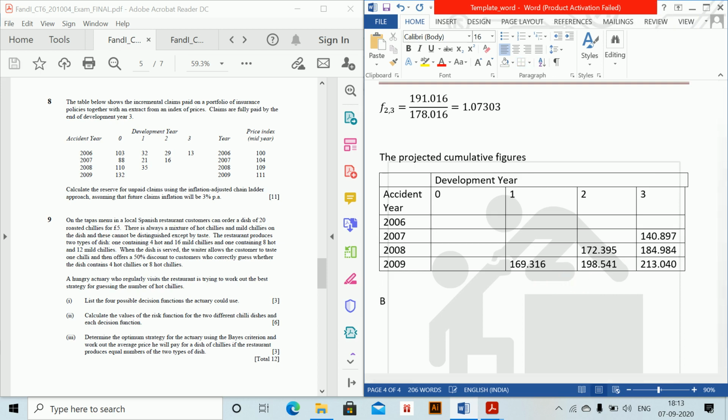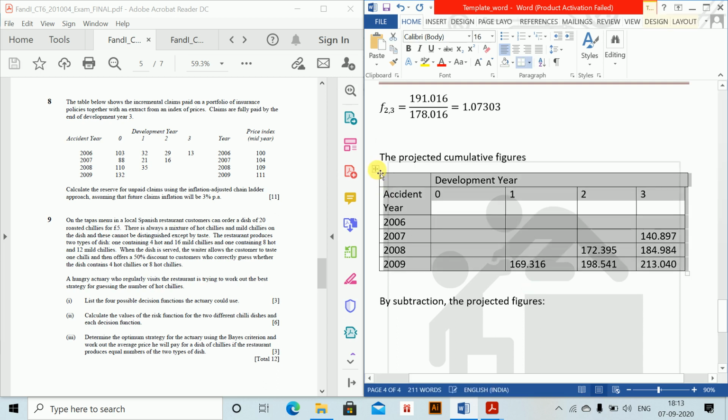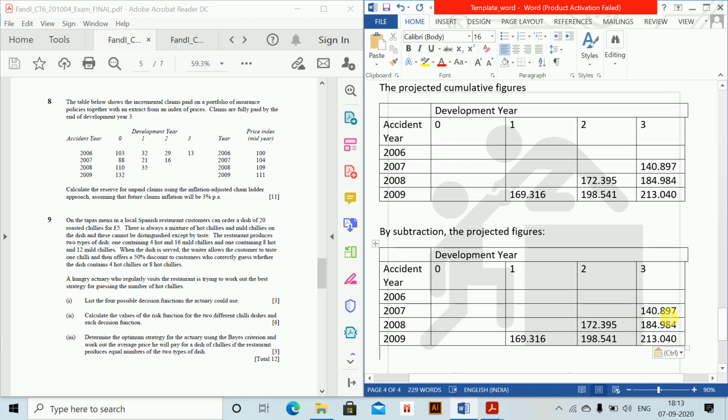Okay, now by subtraction, these are the incremental figures, so I need the projected figures. So again, I now copy this table, Control V. If this remains 9 point, this becomes 9.589, this becomes 12.589, this is 14.499, then this value becomes 25.376, this value becomes 29.225, and this value becomes 37.316. And these are the projected figures.